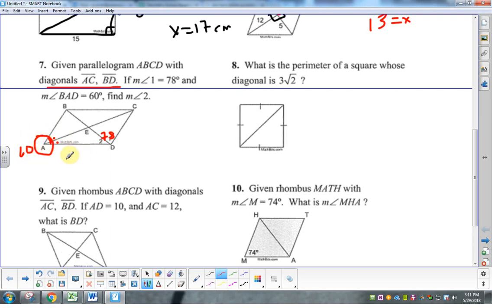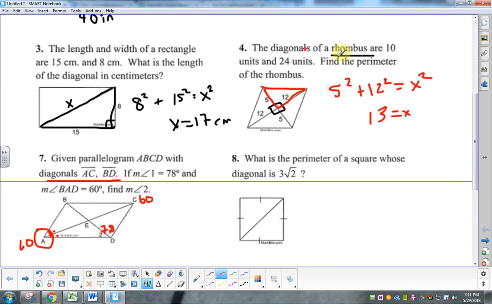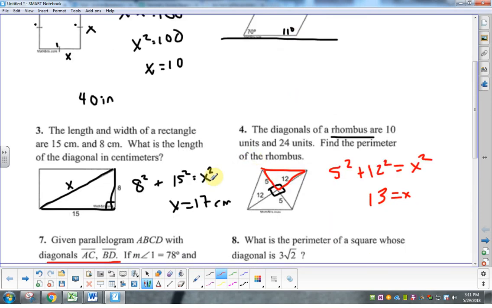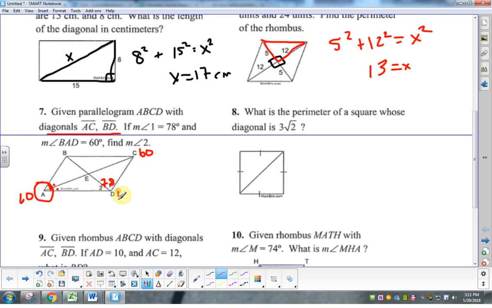Okay, so I gotta move on from this. Well, if I know that that whole piece is 60, I know that this whole piece is 60, and then going from the same logic I used up here, I know that the ones that are consecutive have to add up to 180. So if this is 60, this whole thing is 120. Now that I know that this whole thing is 120, 78 from 120 is going to be 42. So you get 42 degrees as your final answer because you're just subtracting at that point.